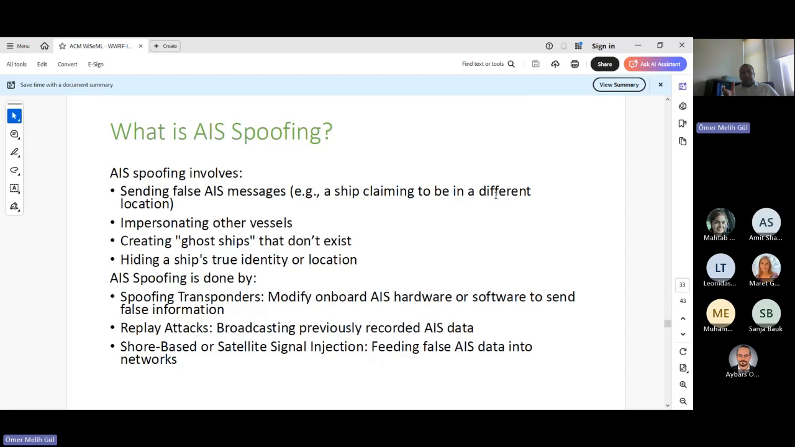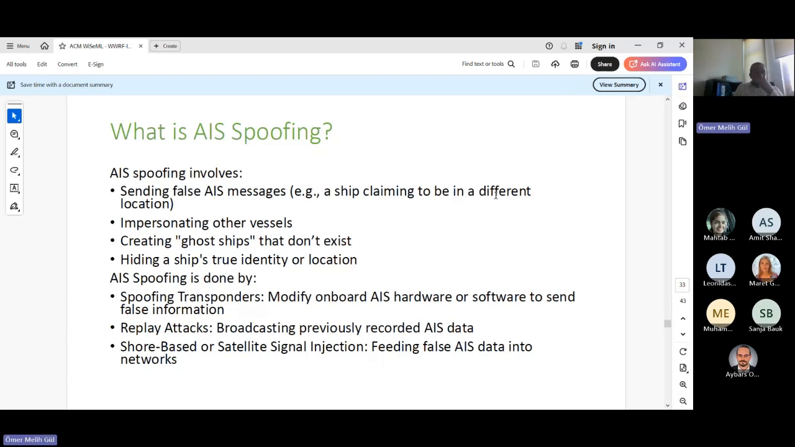For example, some people may consider that there is a ship, but normally there is no such ship, and this may mislead people. Especially in war, people may use such techniques. You know, even in classical wars, they try to mislead the enemies. In the military case, you can consider creating ghost ships that don't exist, or hiding the ship's true identity or location. These are the types of AIS data spoofing.